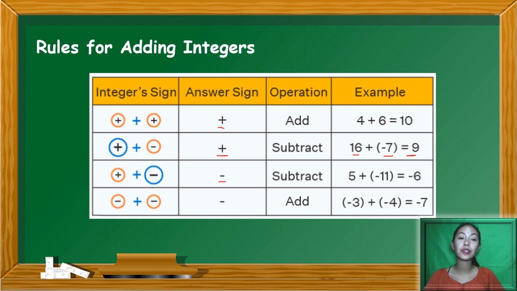Now let's proceed to the last. Negative plus negative is always negative, and we will add. Why? Because they have the same sign. An example: negative 3 plus negative 4 is equal to negative 7. Since this is negative plus negative, this is equal to negative 7.